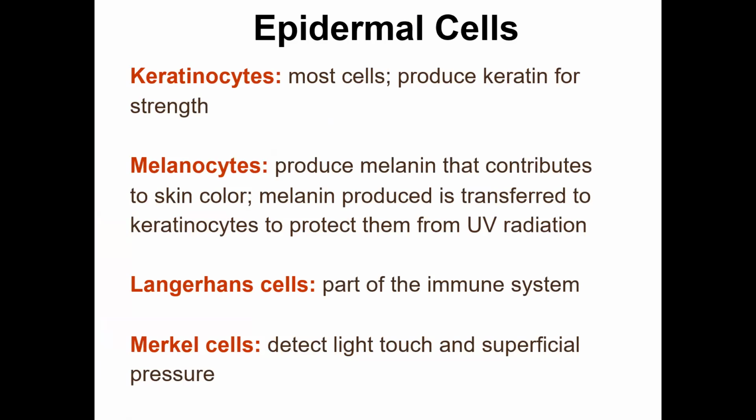Some of the different cell types we'll find in the epidermis. The first one is keratinocytes. We have a lot of keratinocytes in our epidermal layer. They produce keratin, and that provides strength. It also helps start forming a little bit of a barrier to prevent water loss. The cells, especially in our upper layers, are going to be filled with keratin, and that's part of what makes them stronger and more protective. So we'll talk about that process in a little bit.